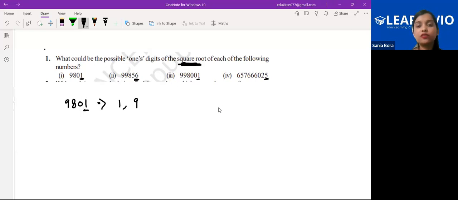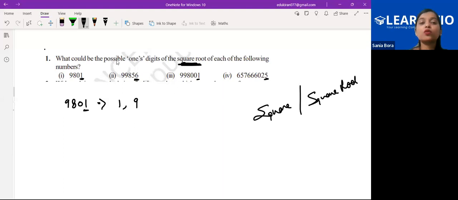Because see students, there is a difference between square and square root. In case over here, if I ask what could be the possible one digit of the square, what would you be doing? 1 square, you will say, ma'am, the unit digit would be 1. But I am not asking square. I am asking you square root. That means this is the answer.